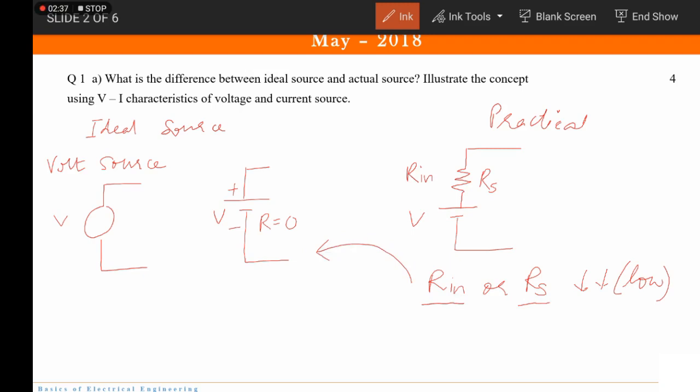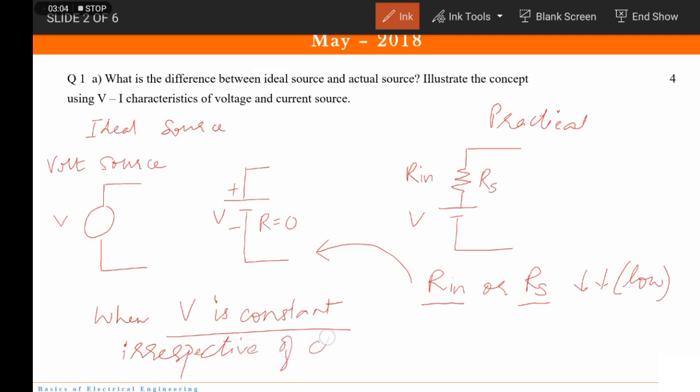Another point is that a voltage source is ideal when the voltage provided by it is always constant, irrespective of change in the current. Understood? So this was about the voltage source.